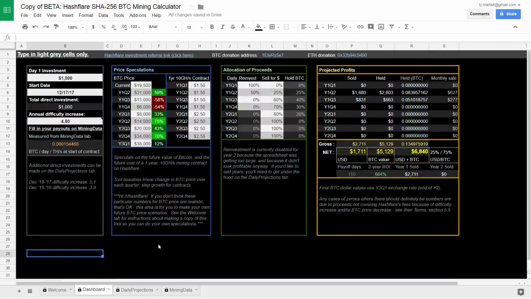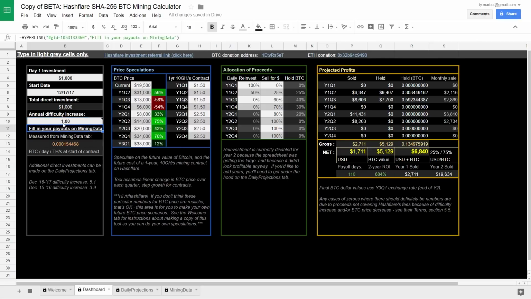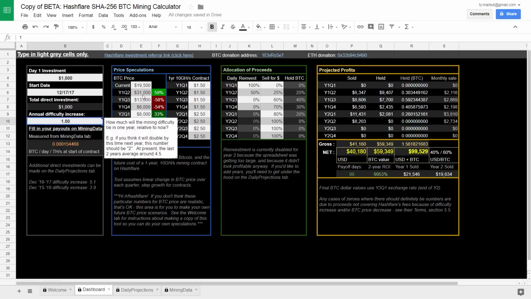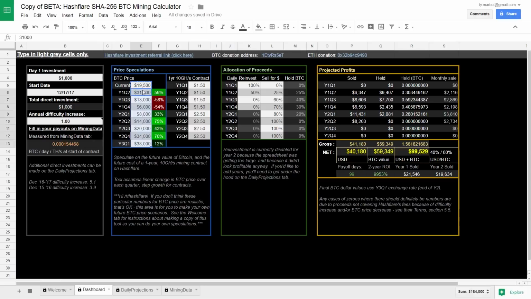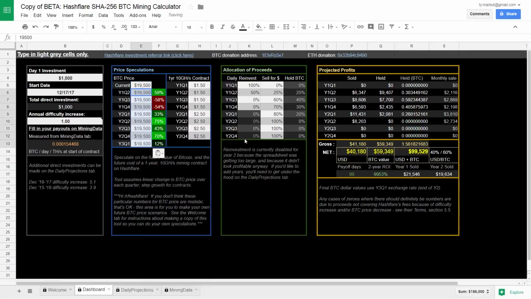All right, so now last thing is let's go back to the dashboard and let's do what the spreadsheet was designed for. Let's make some price speculations just for fun. Now again, I've put my difficulty increase here at 4.8. So let's do something interesting for a second. Let's make that 1, because this is Hashflare's calculator. Hashflare's own calculator claims that this is 1, and they're not in the business of making financial predictions. I'm not going to hold them to that. They're in the business of mining Bitcoins, but that's not accurate. That's not a good way to do this. I'm going to show you why.